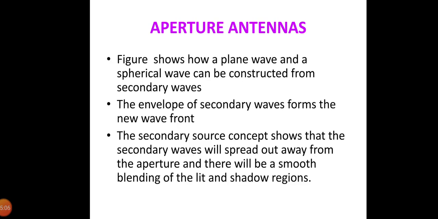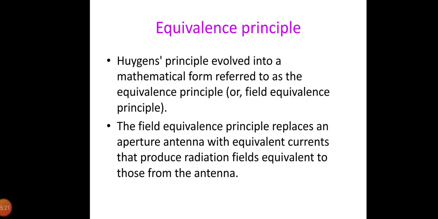Here the figure shows how a plane wave and a spherical wave can be constructed from the secondary waves. The envelope of the secondary waves forms the new wavefront, and the secondary source concept shows that the secondary waves will spread out away from the aperture and there will be a smooth blending of the lit and shadow regions.